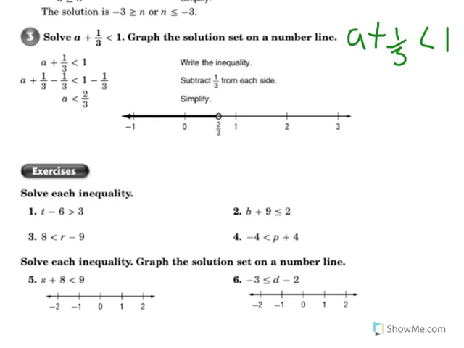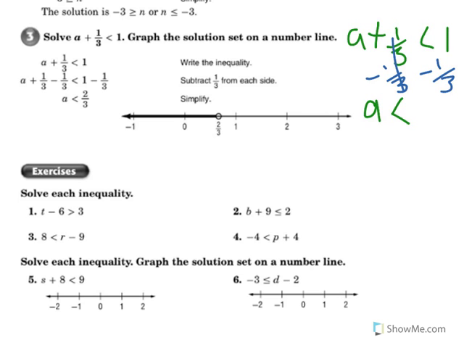So just like any other question, in order to solve this, we had to get rid of plus 1/3. Well, we do that by doing the opposite. The opposite of plus 1/3 is subtract 1/3. So we minus 1/3 on both sides. They cancel on the left side, and we're left with just a. So we have a is less than.